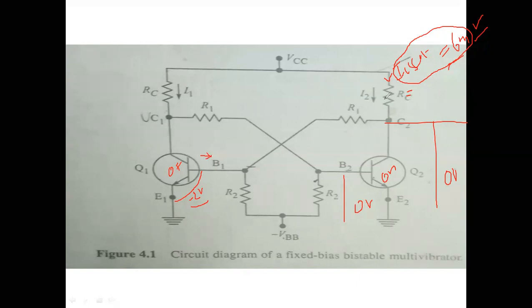Okay, so we simply have no need to assume any values. Directly, by applying KCL at the output and input, we get the resistance values directly.